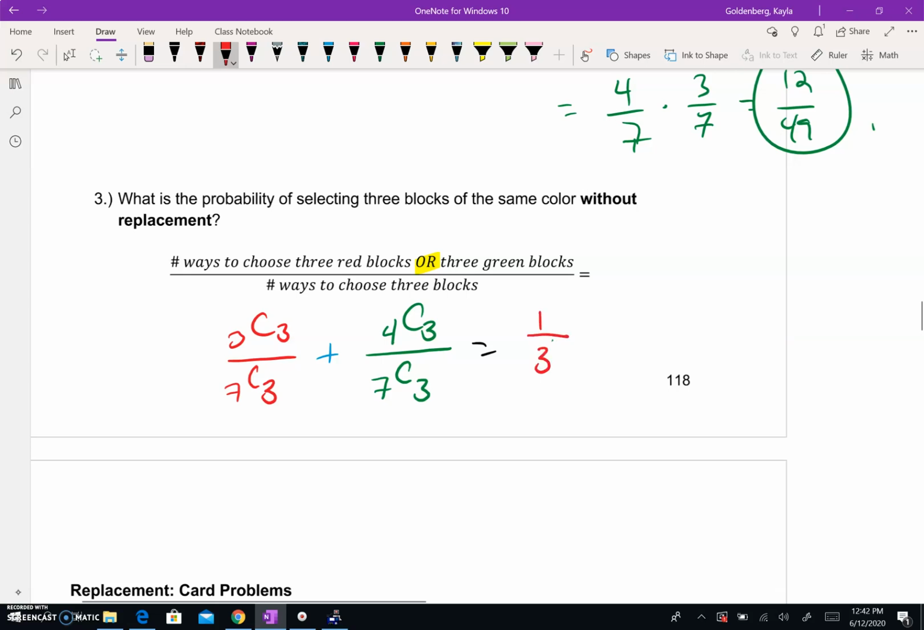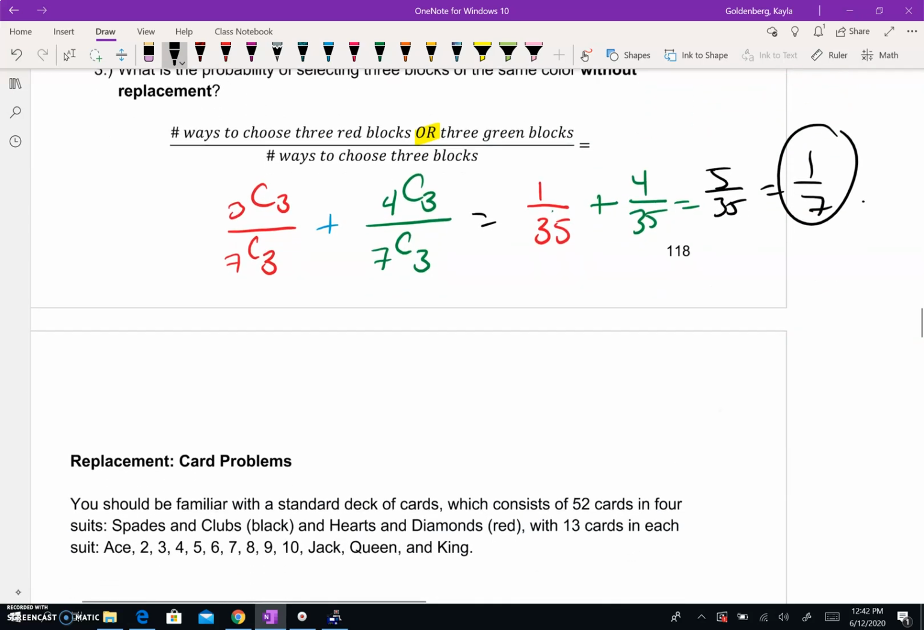They simplify to 1 out of 35, plus 4 choose 3, which is going to be 4 out of 35, which will simplify to 5/35 or 1/7. And me personally, I prefer to think of it the other way, but some of you guys might see this a little bit more naturally.